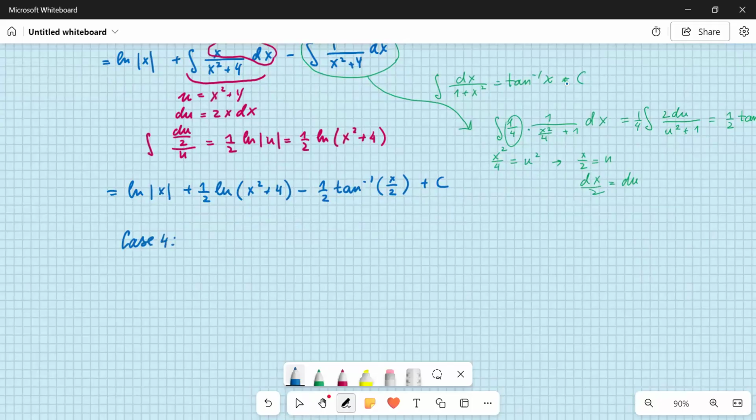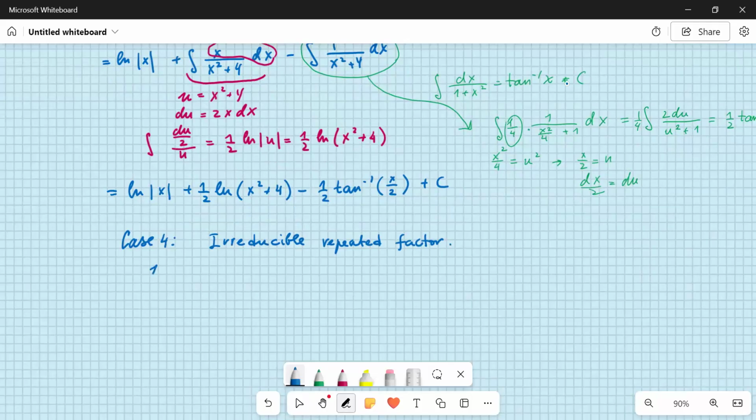Case number 4: irreducible, repeated factor. Okay, I'm going to give you an example. Again, we are not going to solve it. It's extremely long. I'm just going to show you how the decomposition is going to look, okay?